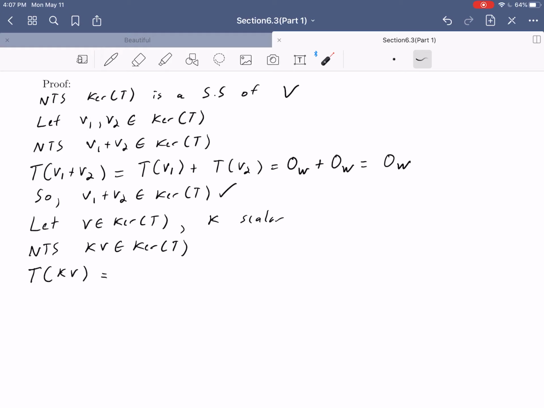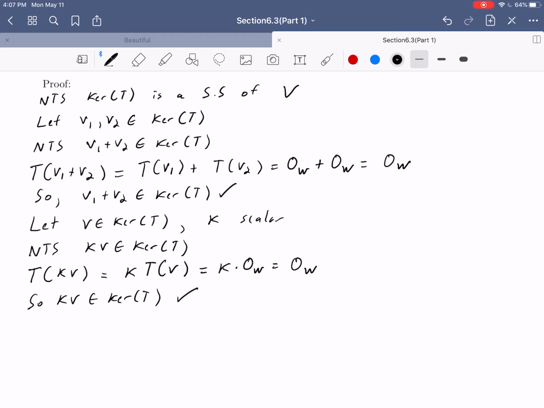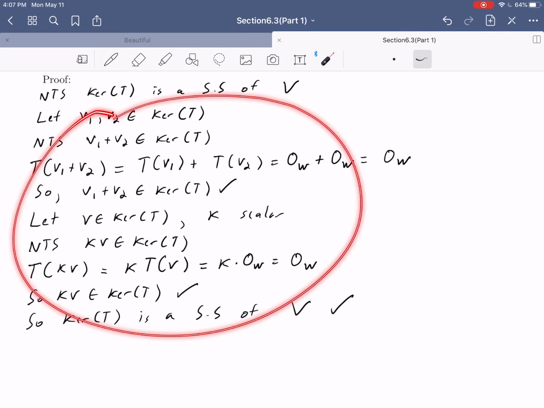Well, since this is a linear transformation, we know that T distributes past scalar multiplication. So this is kT(v). And since v is an element of the kernel by assumption, T(v) is the zero vector, so this is k times the 0 vector in W. And we know that any scalar times the 0 vector is just going to be the 0 vector. So that tells us that kv is an element of the kernel of T. Check. And that tells us the kernel of T is a subspace of V. Check. All right, so that is the first half of the proof that we wanted to show.